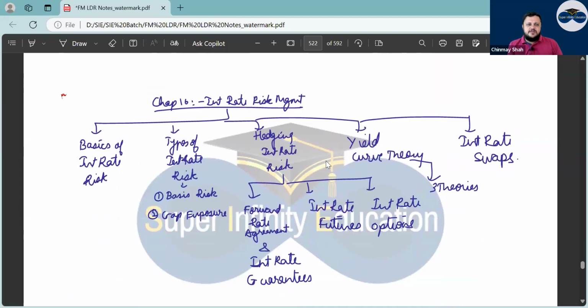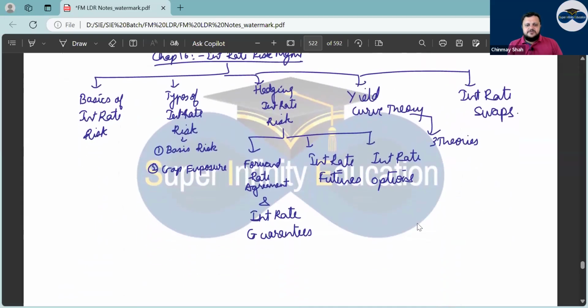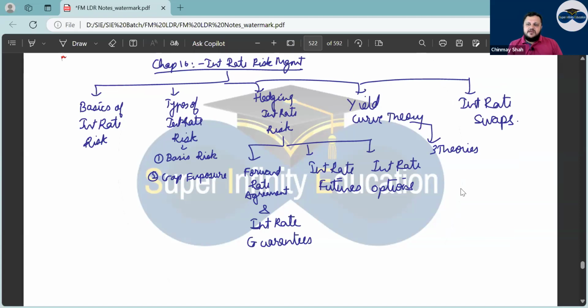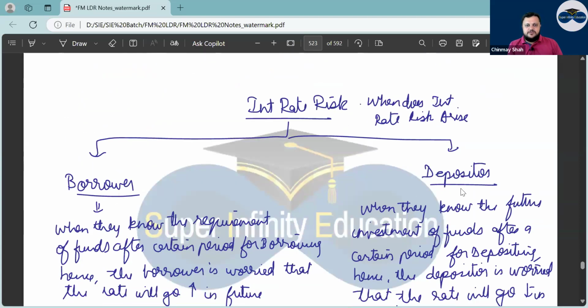Interest rate risk management, right? Basics of interest rate risk. What are the basics of interest rate risk? Very simple, right? When will interest rate risk arise? What are the types of interest rate risk? Basis risk and gap exposure. Hedging interest rate risk: you have the forward rate agreement, interest rate futures, and interest rate options. Both of these are theory questions. Forwards or FRAs are the only practical ones. And you have something called yield curve theory, and then you have interest rate swaps, correct?